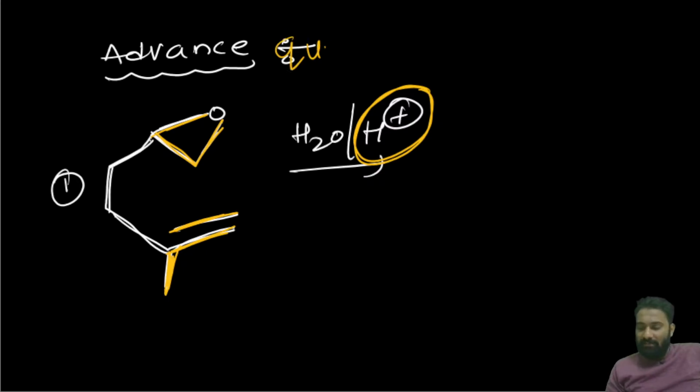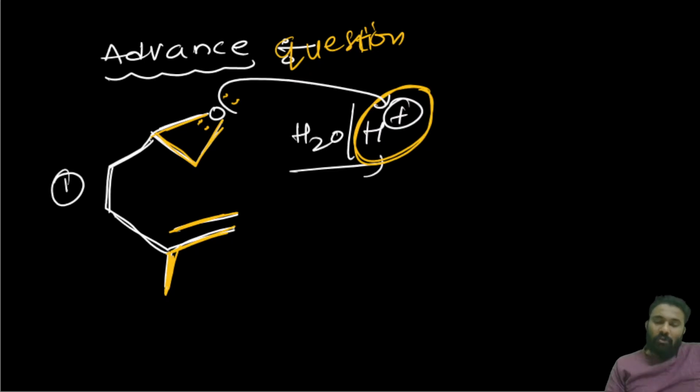Epoxide or alkene? Epoxide. Good. Epoxide, because oxygen contains the lone pair of electrons, right? So oxygen will readily give this lone pair of electrons very fast to the electron deficient species.